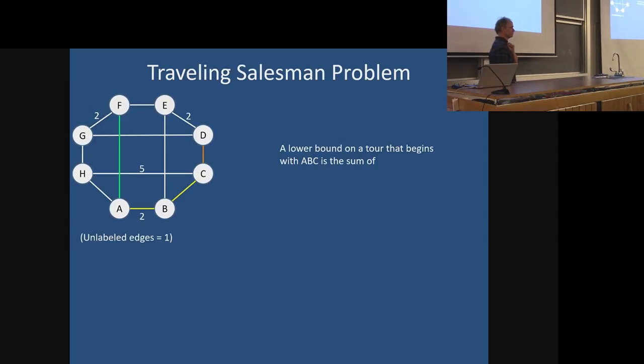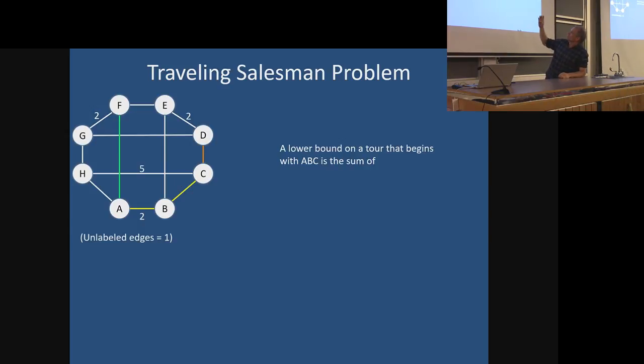Add up the weight of the edges to start. Well, you certainly use the weights of the edges. So for example, let's go from A to B to C. We've already spent 3 units getting from A to B to C. How many more edges do we have to add to close this thing?